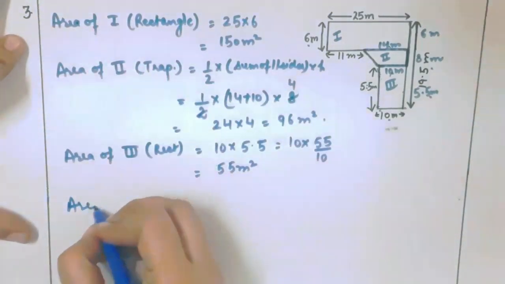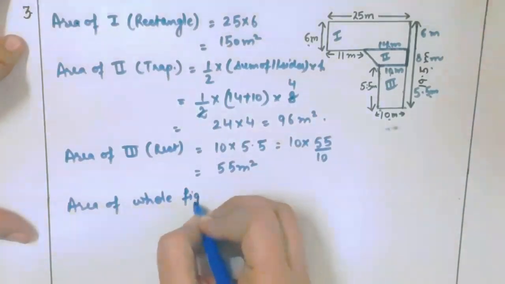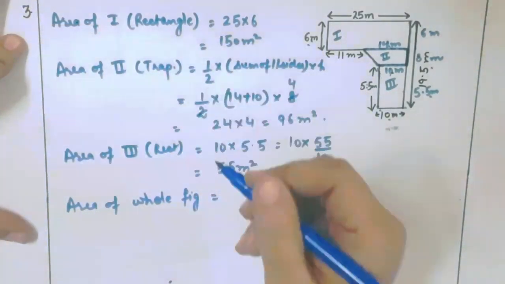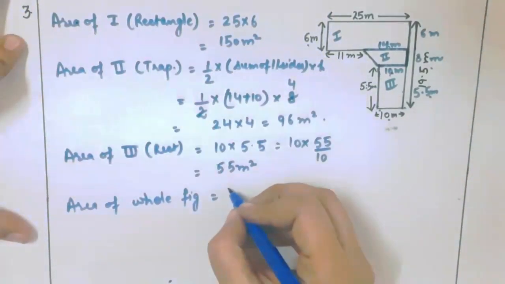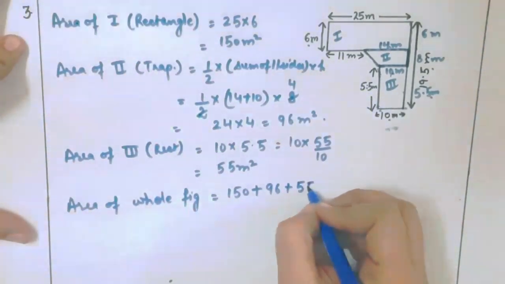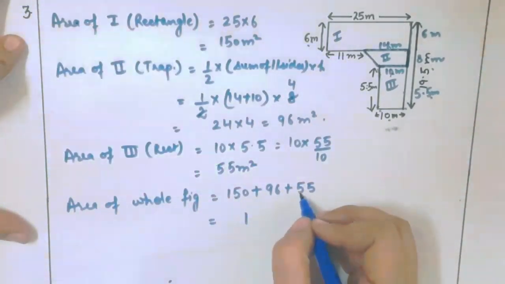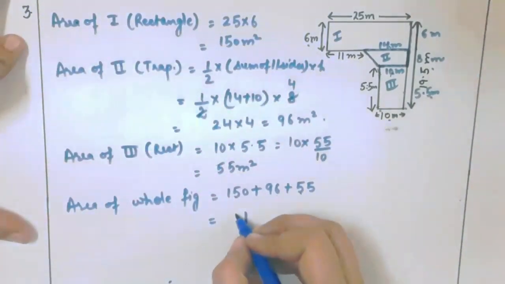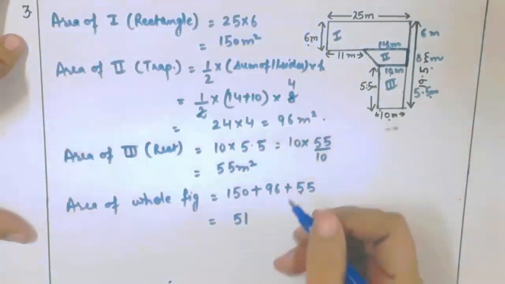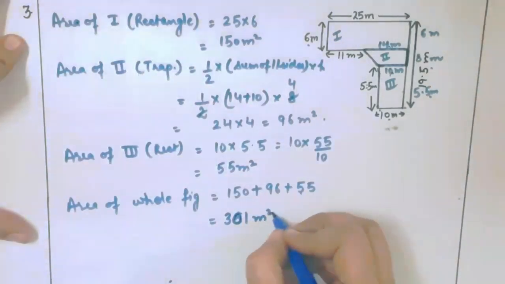Now area of whole figure. Area of whole figure is equal to area of first figure plus area of second figure plus area of third figure, means 150 plus 96 plus 55, which is 20 meter, and this is 301 meter square.